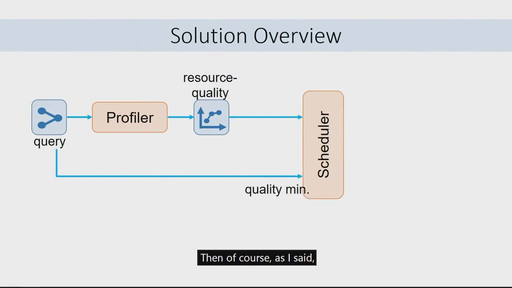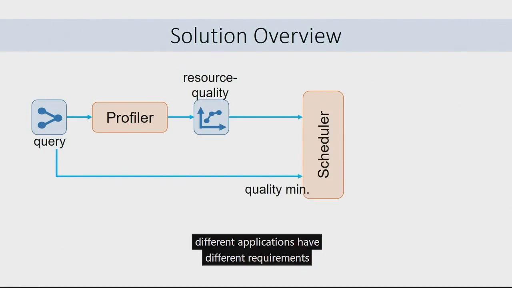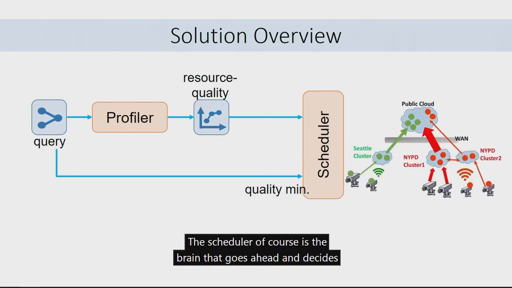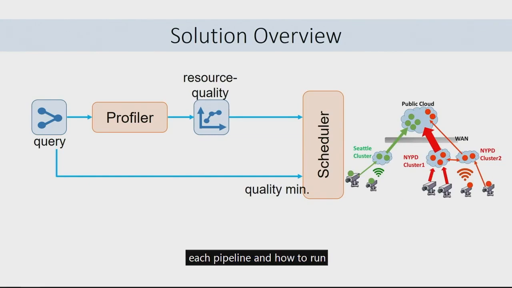And then, of course, as I said, different applications have different requirements for what the quality is that they want. So these queries are all passed to a scheduler. The scheduler, of course, is the brain that goes ahead and decides which implementation choices to make for each pipeline and how to run them across the hierarchy of clusters.